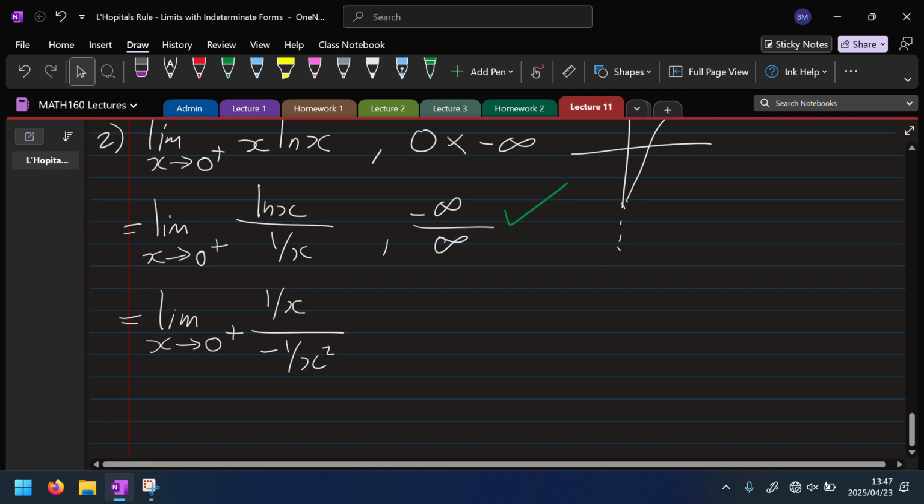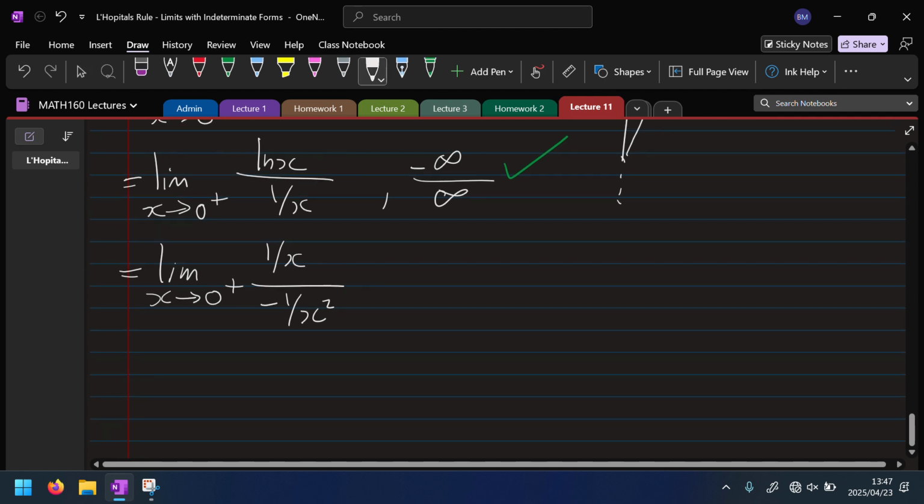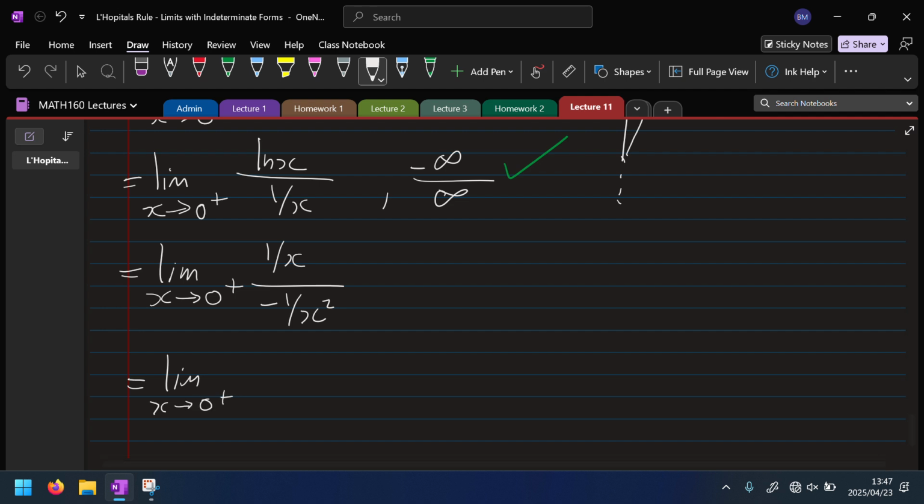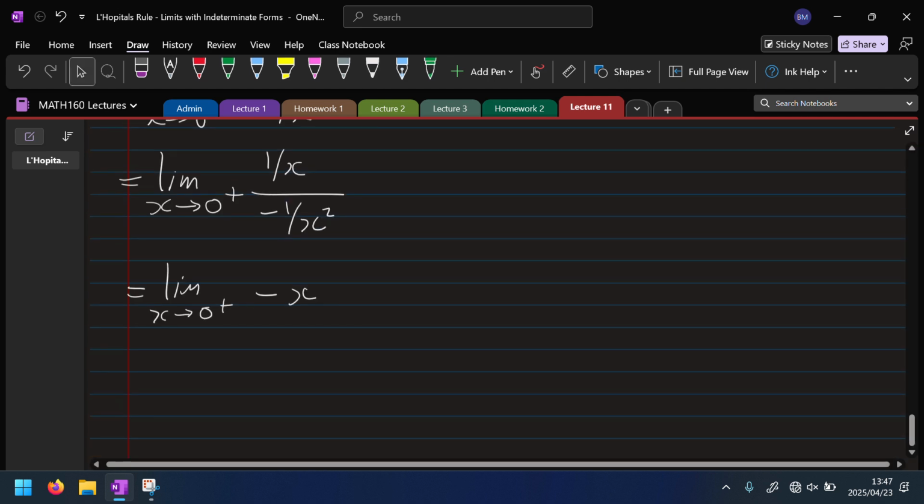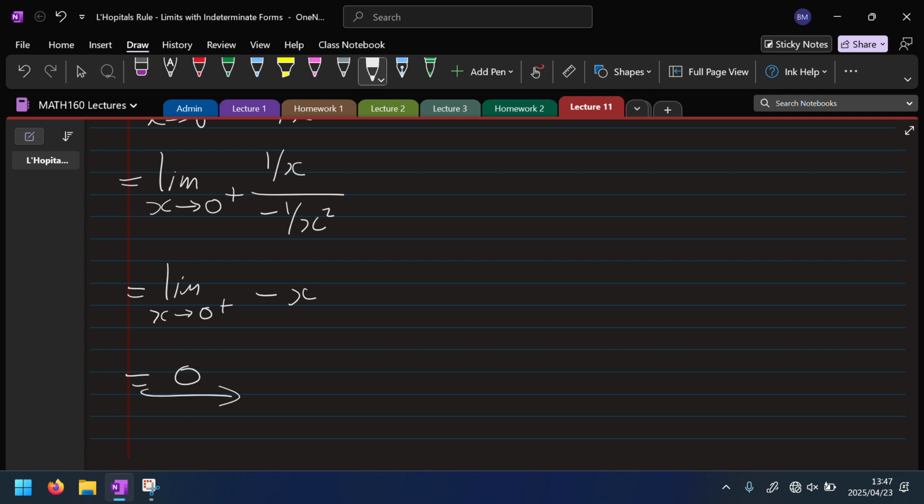And again, we've got this fraction over a fraction, so please be careful with your algebra. This is going to be the limit as x goes to 0 plus. The x squared goes to the top, so x squared over x is going to be minus x. Now we have no problems. When x goes to 0, that goes to 0.